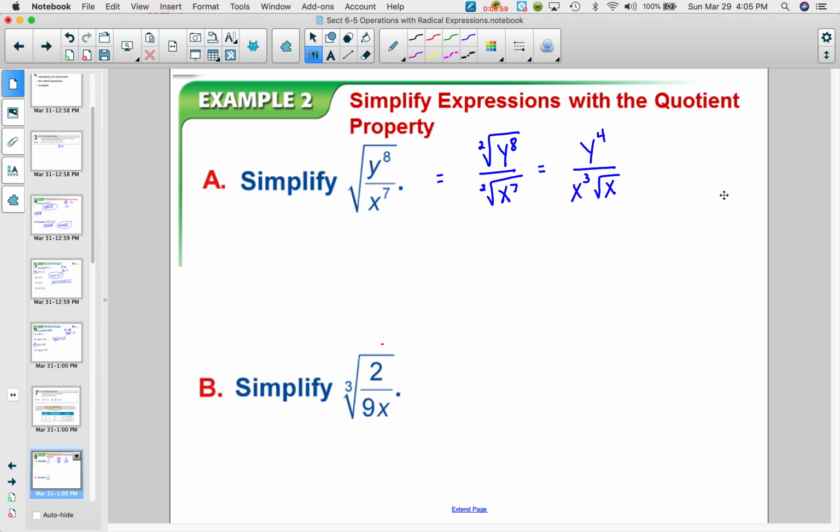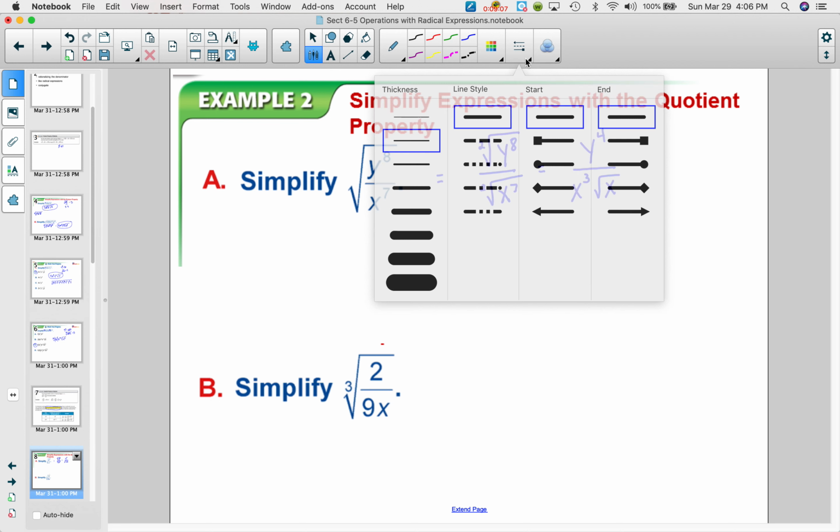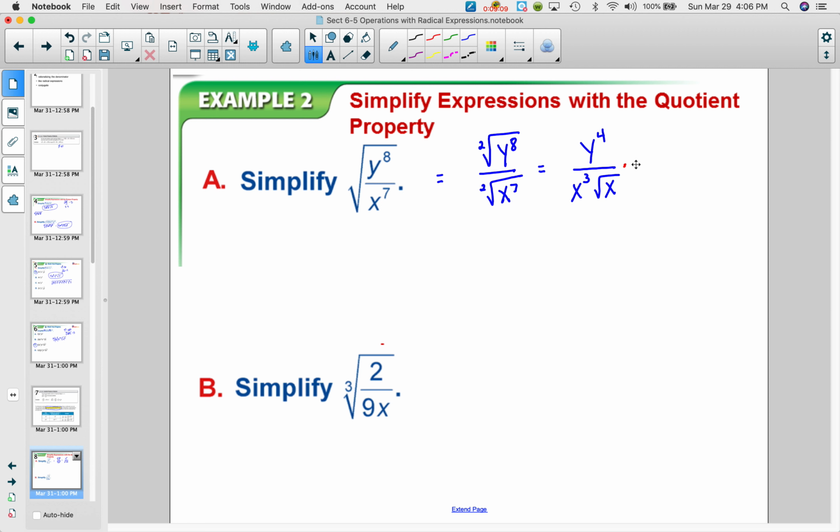Okay, now, remember we're not supposed to leave a square root or any root in the denominator. So I have to think about what I could do to get rid of it. I know that if I multiply the square root of x times the square root of x, that's like having the square root of x squared, in which case the square root would cancel out. So I would end up with an x cubed times, because the square root's going to cancel out, times an x. So I'm going to get x to the 4th power.